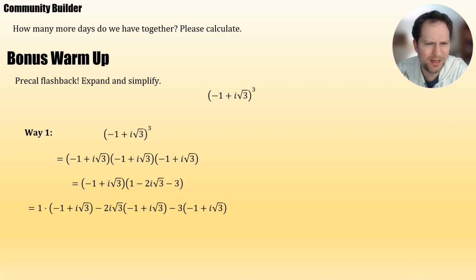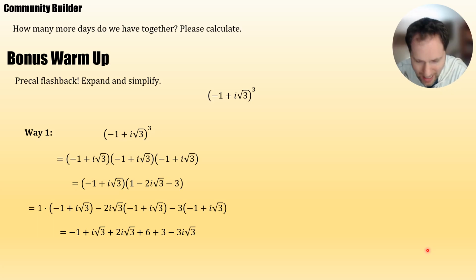So here I'm deciding to approach it by multiplying this by 1, and then this by negative 2i root 3, and then this times just the negative 3. So you can see that. And now I'm going to multiply each of those, to kind of distribute again. And now combining like terms gives us, well, look at some nice things that happen.